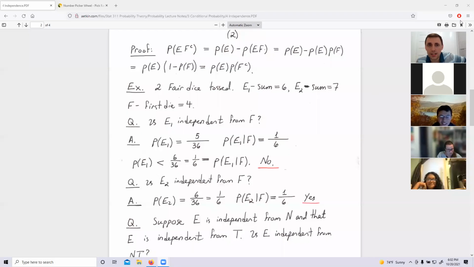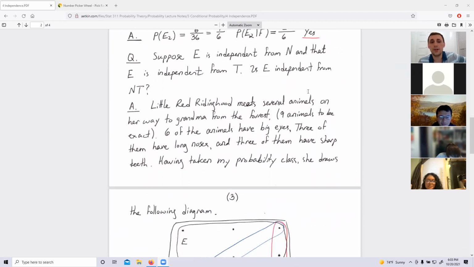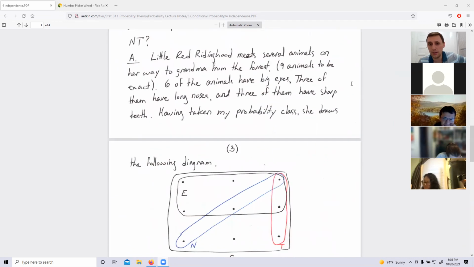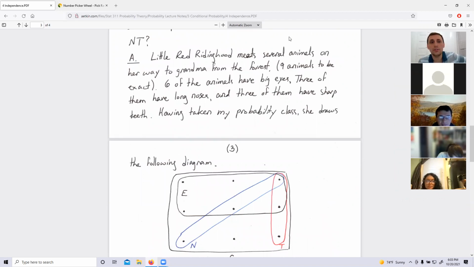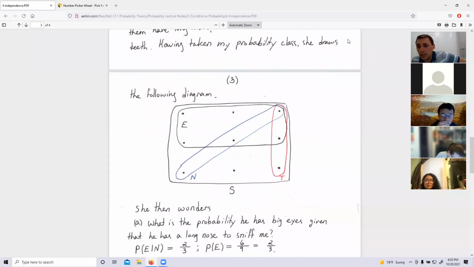Okay, so let's try to understand how this works exactly. Little Red Riding Hood. Now, what happened in Little Red Riding Hood? Let's see the situation from our perspective. Little Red Riding Hood meets several animals on her way to grandma through the forest. Those are 9 animals. 6 of the animals have big eyes, 3 of them have long noses, and 3 of them have sharp teeth. Having taken a probability class, she can draw the following diagram.